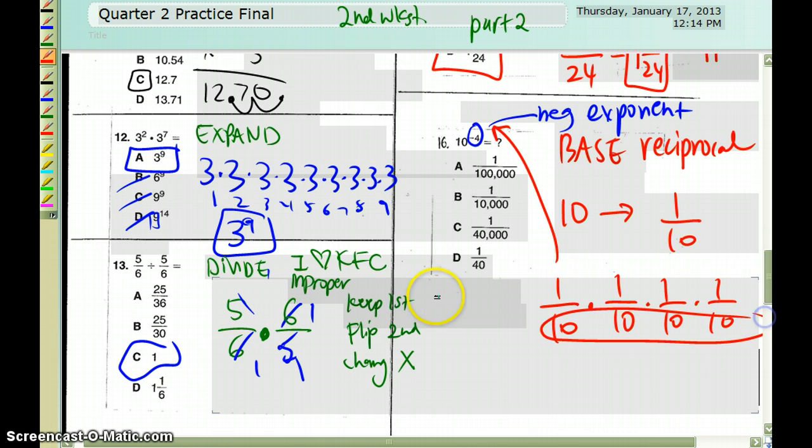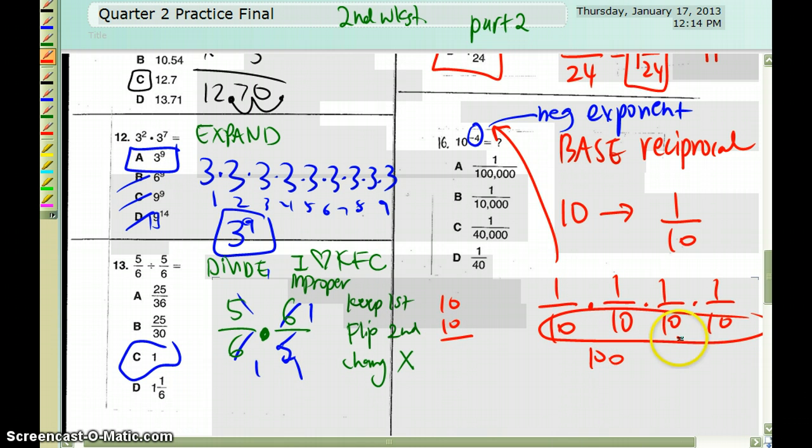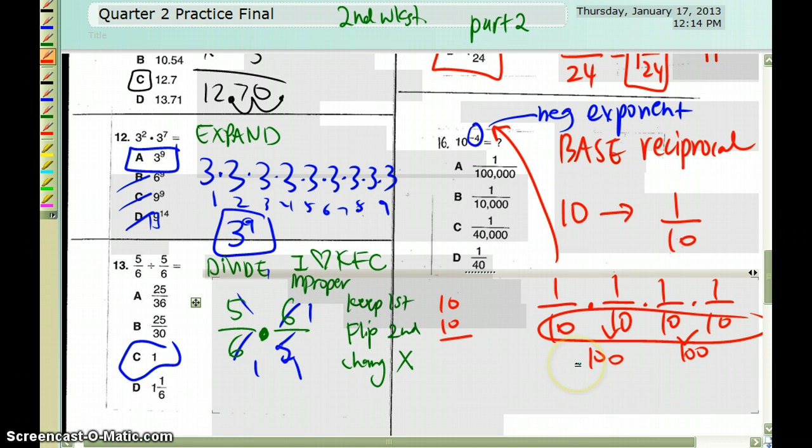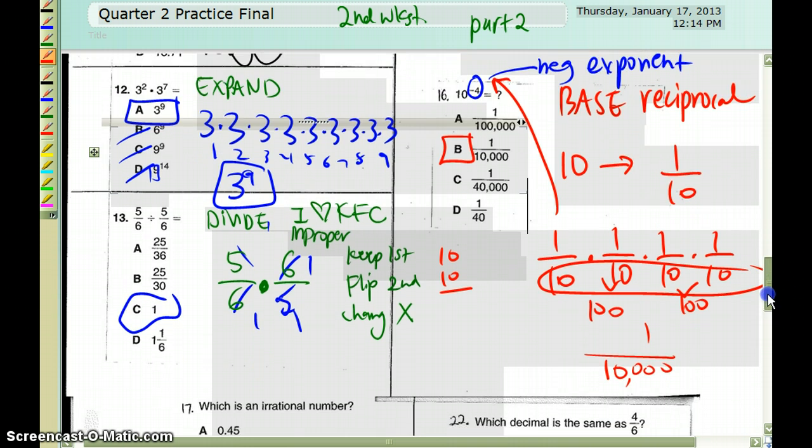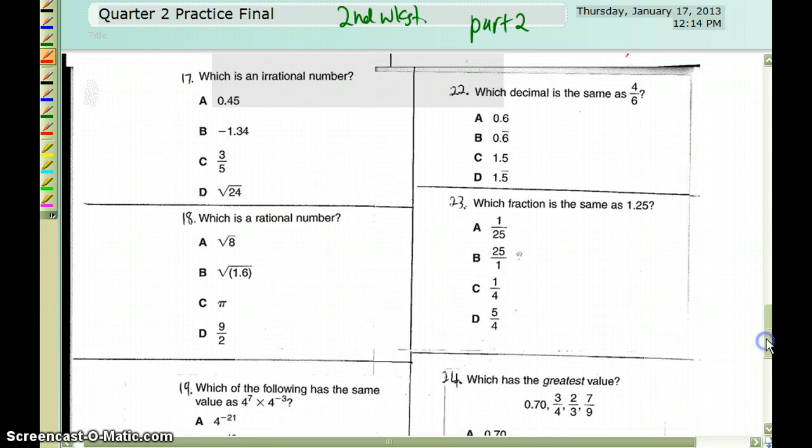Down here, I've got 10 times 10, which makes 100. And over here is another 100. And when I multiply with so many zeros and tens, all I need to do is multiply the ones together, giving me 1. And then I just add the zeros. 4 zeros, giving me 10,000. The 10,000ths, actually. Okay.